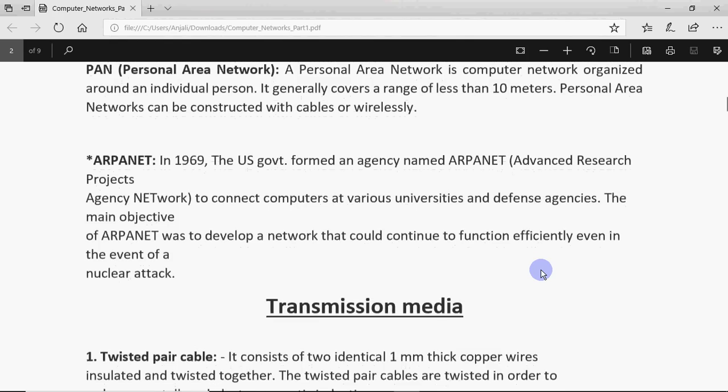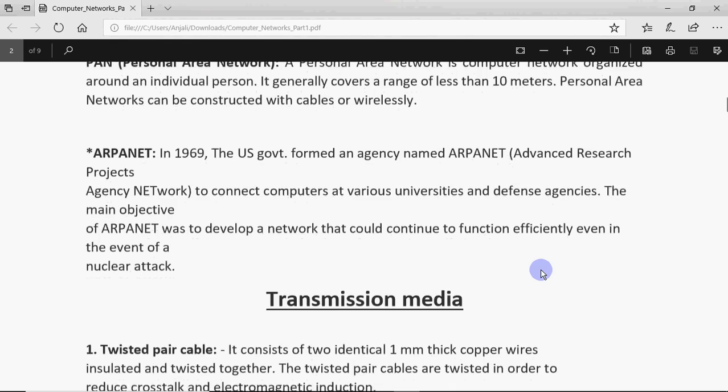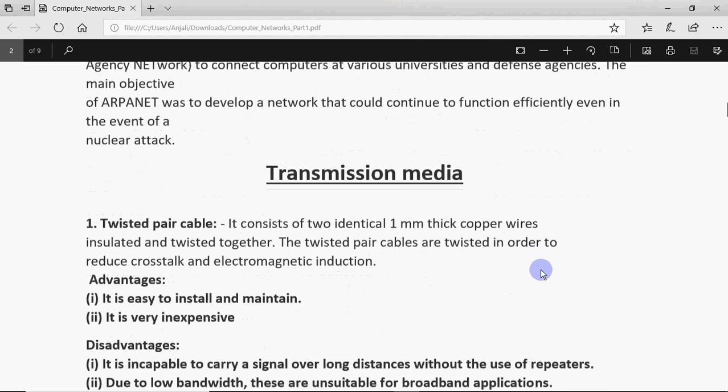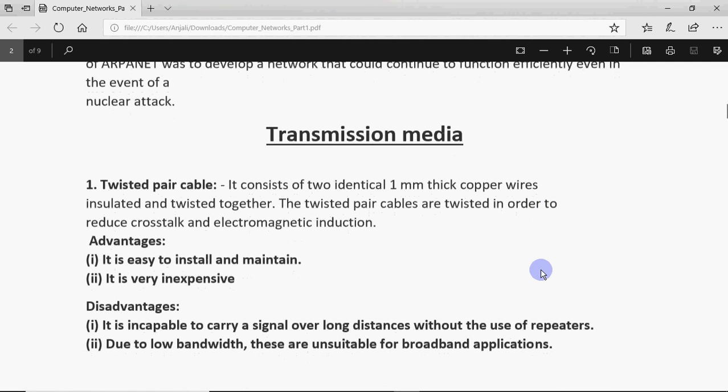And the purpose of ARPANET, that it was the first network established by the US government for defense purposes. Okay, fine. Now let's start with the transmission media.